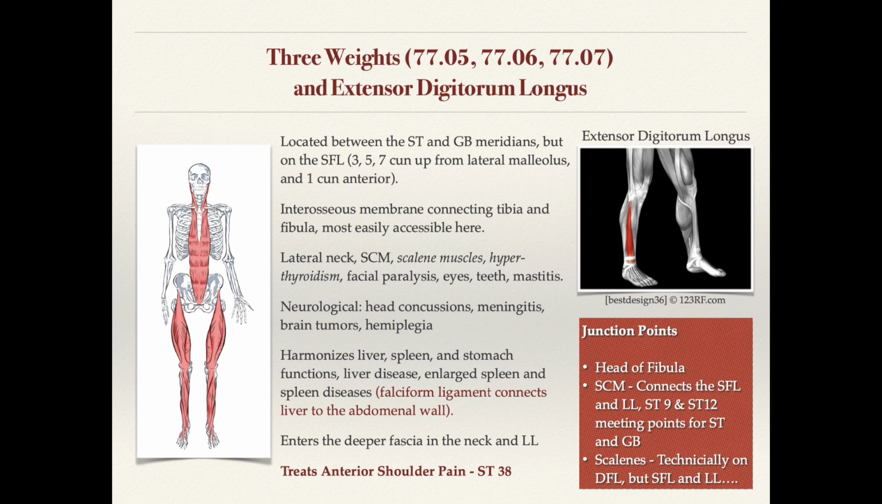And then we find something similar with the SCM as it attaches to the head, and the gallbladder meridian's relationship with the mastoid process in the area of GB20. Now, we'll be discussing the anatomy of this more when we talk about the lateral line, but for now, just keep in mind that the SCM muscle is both on the superficial front line and the lateral line, and so we see this anatomical basis in the neck that mirrors this relationship between the stomach and gallbladder meridian in the ankles as well.